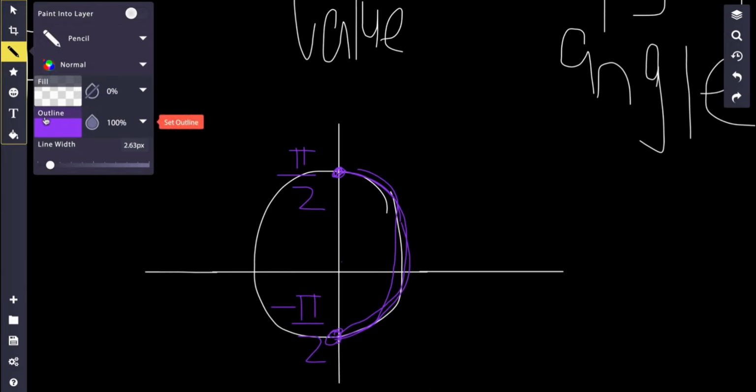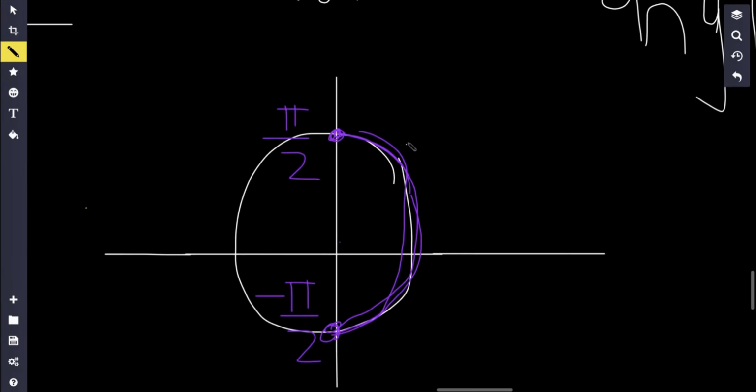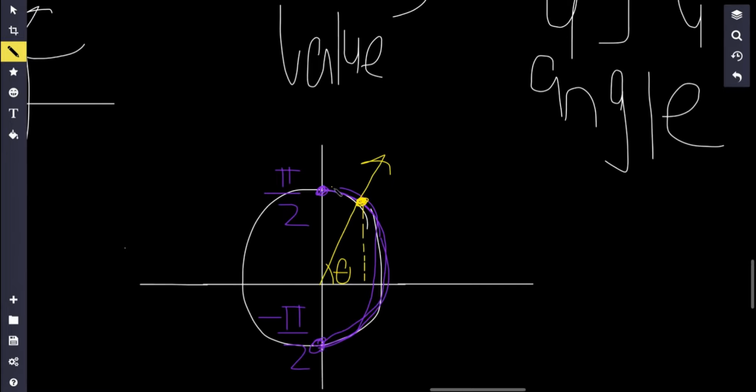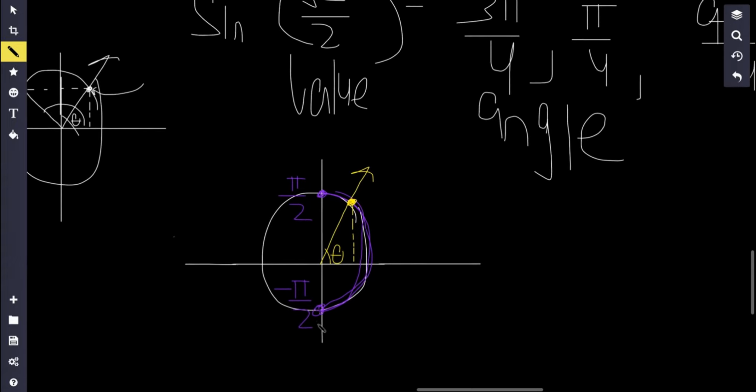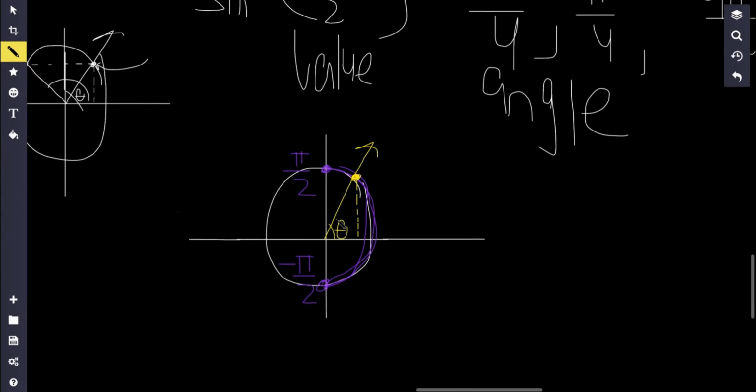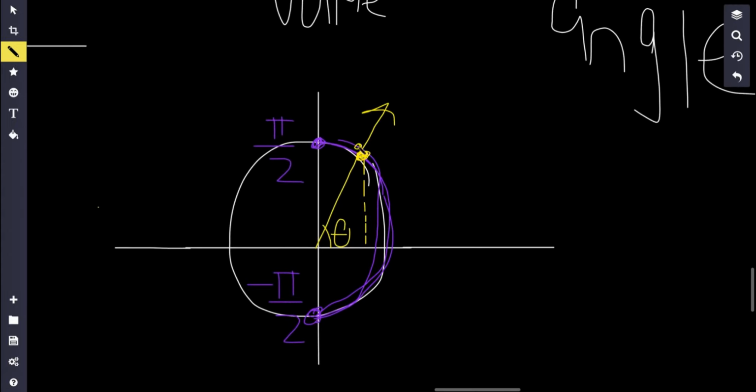And now that I've restricted my unit circle, for every y value that I have, it only corresponds to one angle. So I restricted my inverse sine range from pi over 2 to negative pi over 2. So that means that whatever value I have, the angle that corresponds to it has to be between pi over 2 and negative pi over 2.